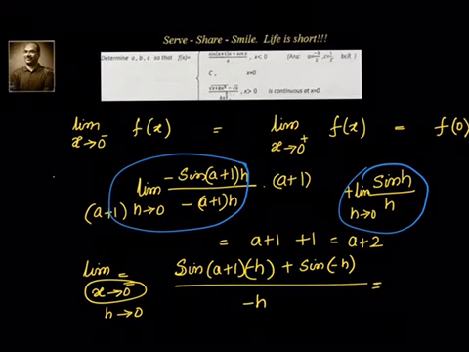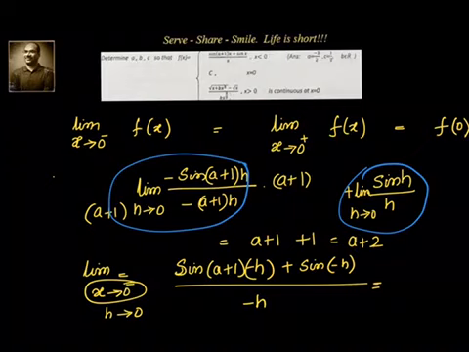So let's write down what we have done. We have taken sine of (a plus 1) x plus sine x, by x. Since x is less than 0, we took x equals 0 minus h. As x tends to 0, h tends to 0. We simplify that, and we got a plus 2.